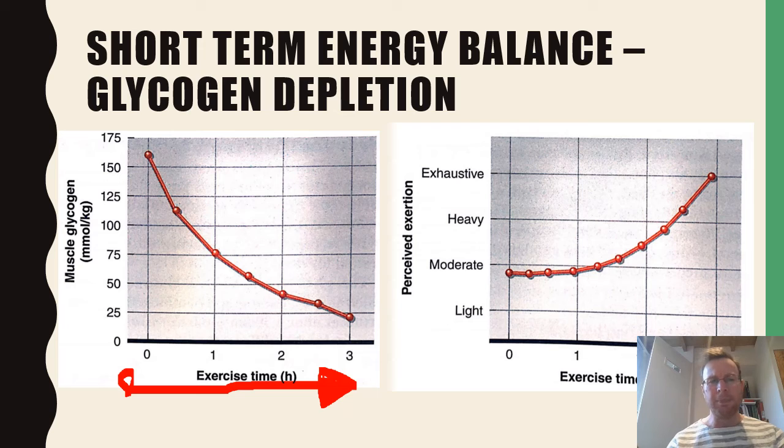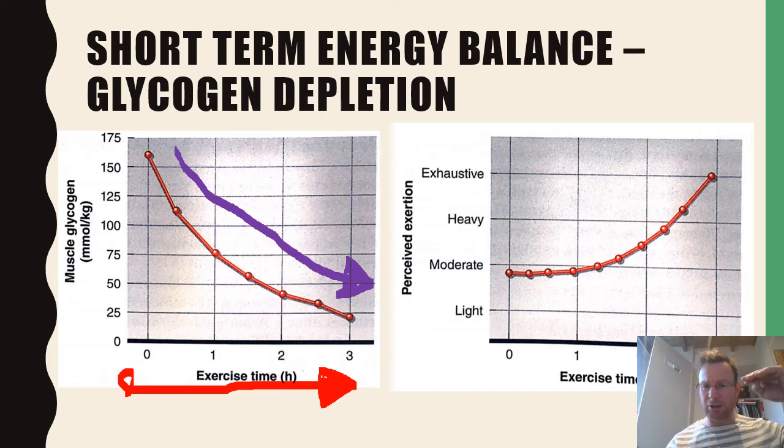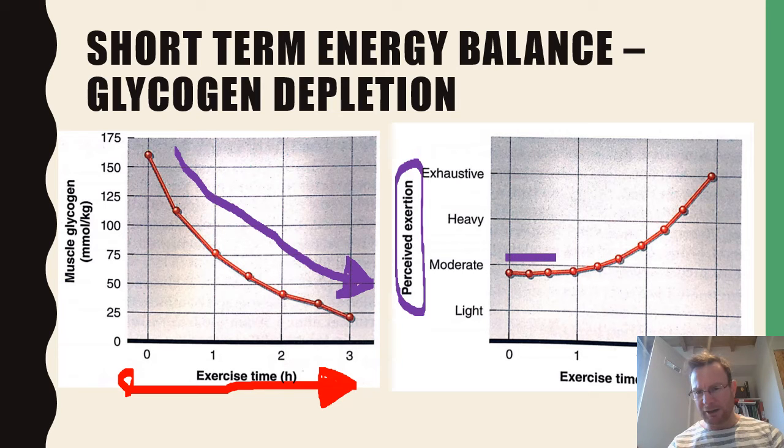Now what you see is this line down here is their glycogen stores. They measured glycogen stores in the gastrocnemius, in the calf muscle. So what you can see is as exercise continues, glycogen stores consistently decrease. Now, on the right-hand side, you've got this concept of perceived exertion, how hard they're finding exercise. What you see is they didn't find it hard at all for about an hour and three quarters.